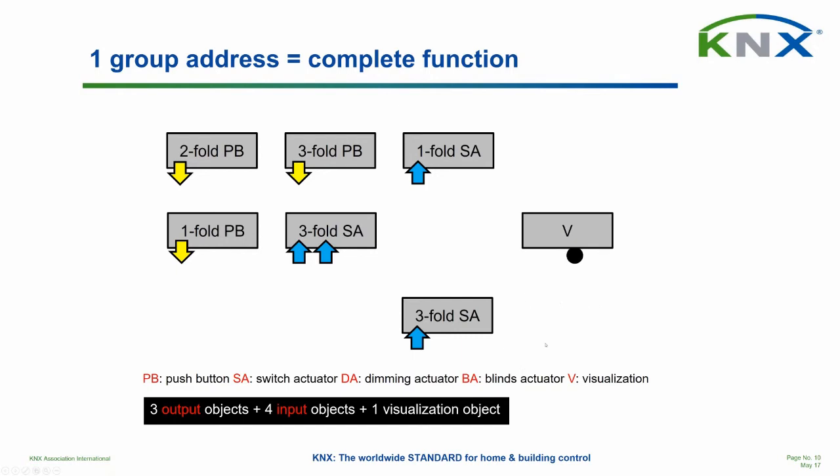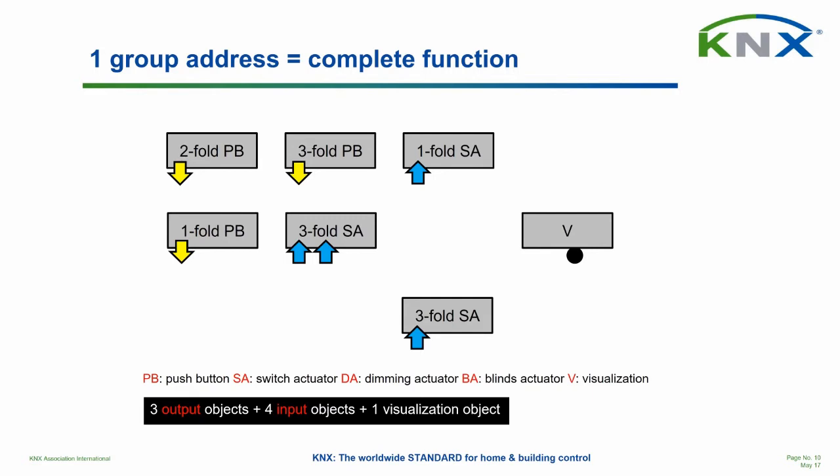And then there is still one object left, that is the visualization object. A visualization object is indeed, how to say, undefined. That means it can work in both directions. You can use it just to display information. So as such, it means the visualization object is then input, because it gets its values from the bus.